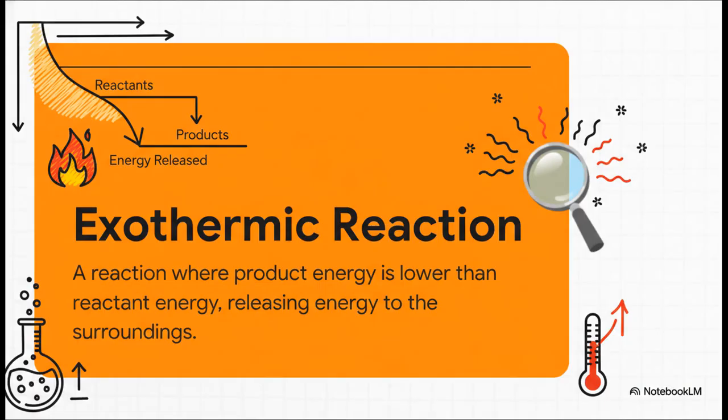Okay, before I show you which one it is, let's just do a quick recap. What does exothermic actually mean for one of these diagrams? It means energy is released, right? It's given out to the surroundings. So on the graph, that means our products, the stuff we end up with, have to be at a lower energy level than our reactants, the stuff we started with. The graph has to go downhill overall.